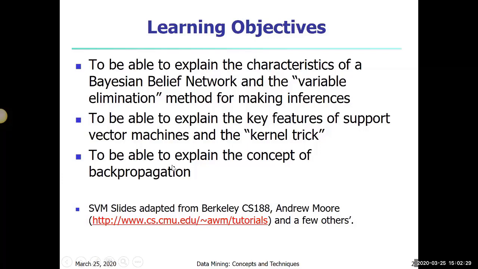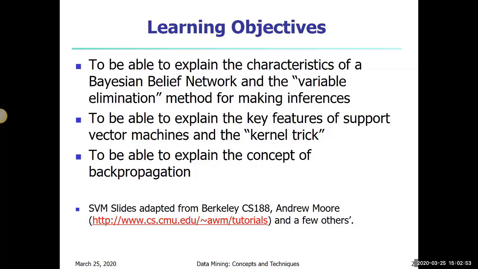For artificial neural networks, we want you to understand that the training process is different from the typical, classic training process for other machine learning methods, and also the backpropagation concept and why it could be a problem in training a neural network.